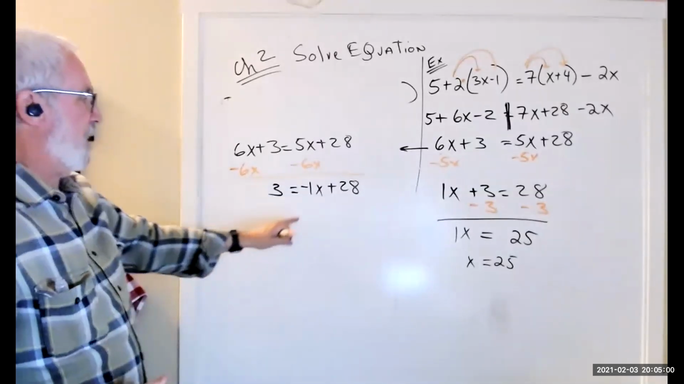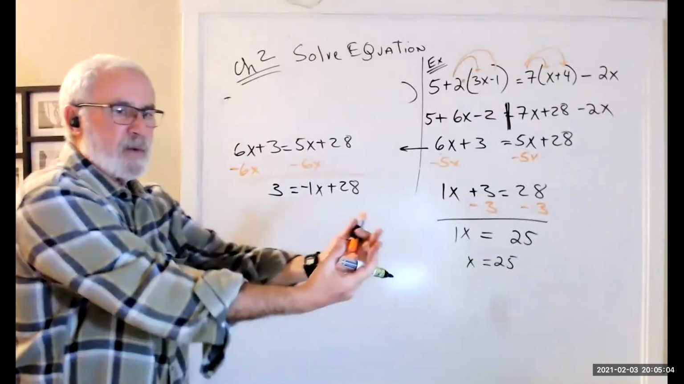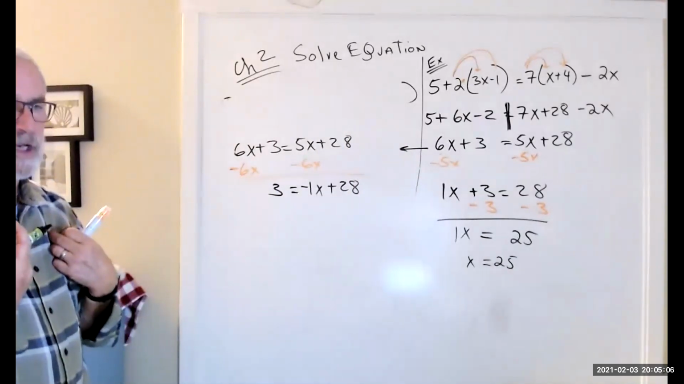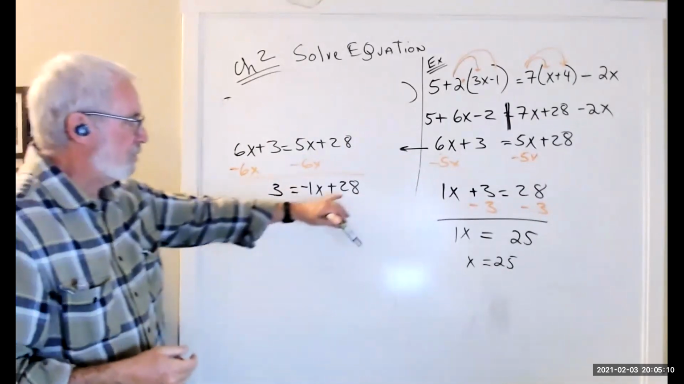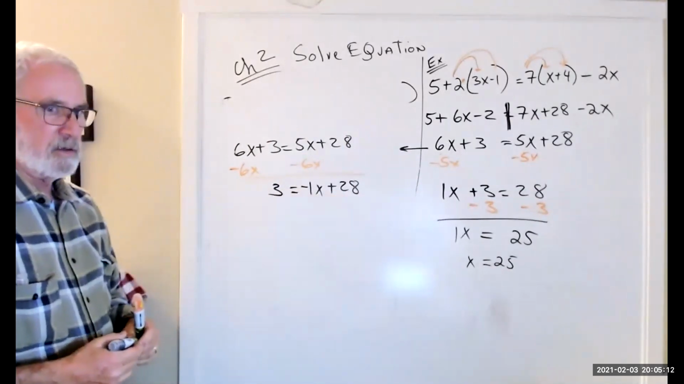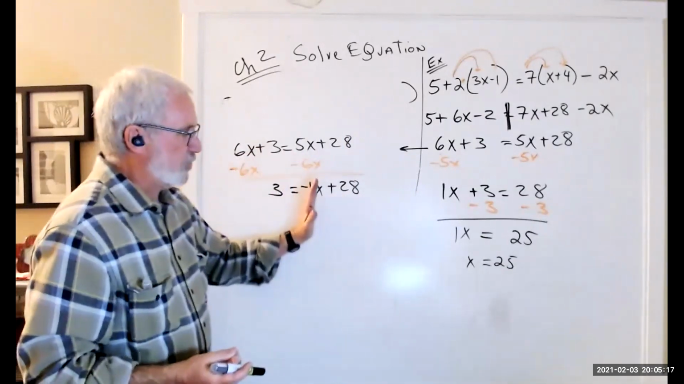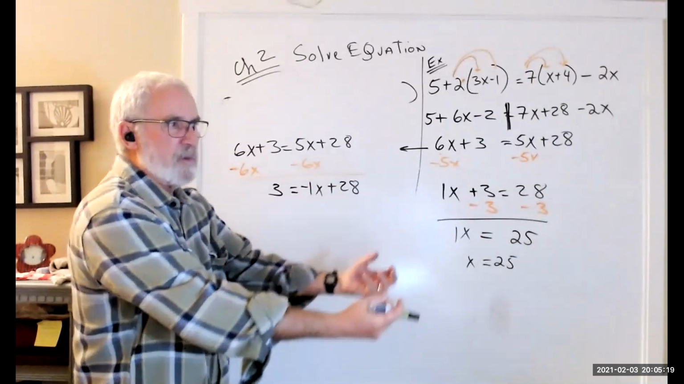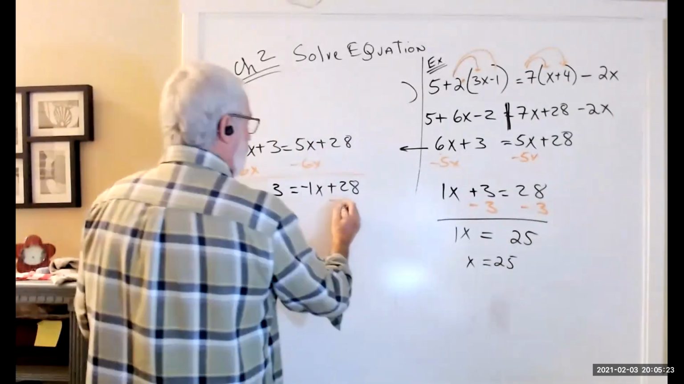Well, look what I've done. I've moved all my X's to the right-hand side, which means I want to move my numbers to the left-hand side. So who do I have to get rid of? A 28. Do you guys understand the logic there? If I've moved my X's to the right-hand side, then I want to move my numbers to the other side. So I'm going to get rid of the 28, minus 28.